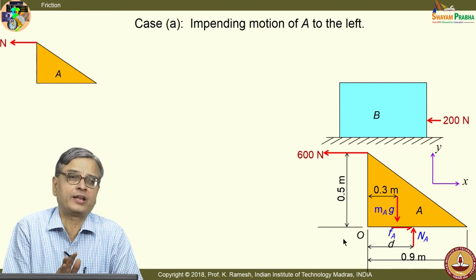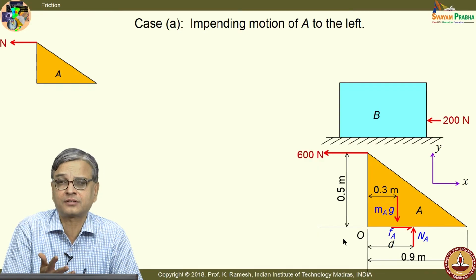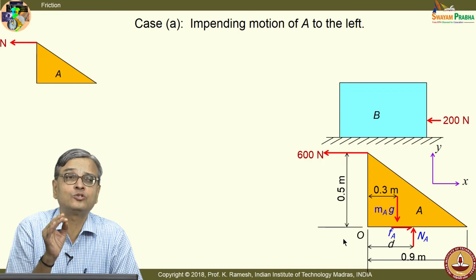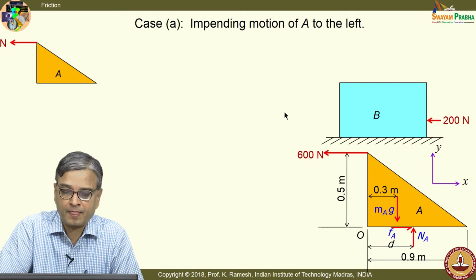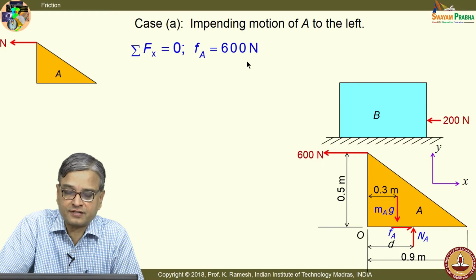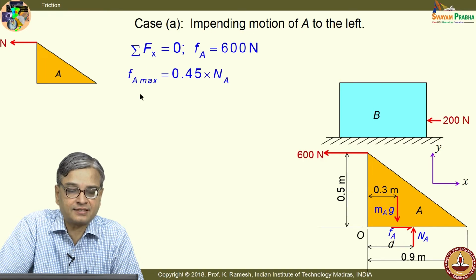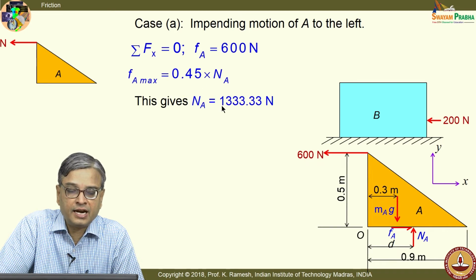Once you have drawn the free body, the rest of it is very simple. There is no great mathematics involved. But take a minute to draw the free body correctly. Do not rush there. That is my advice. So, now I can write sum of Fx equal to 0, I get Fa equal to 600 newtons, and Fa max, that is dictated by the maximum frictional force, is 0.45 into Na, and this gives the normal reaction as 1333.33 newtons.